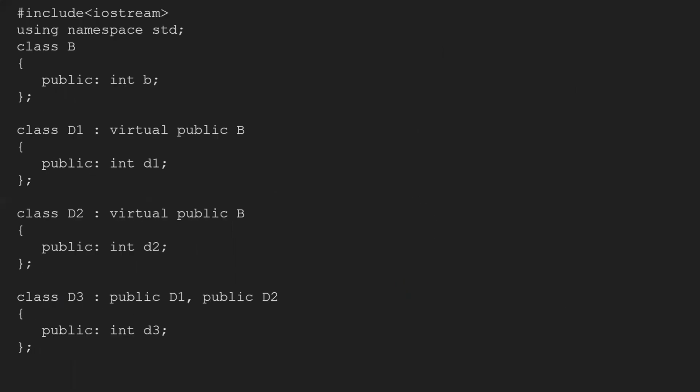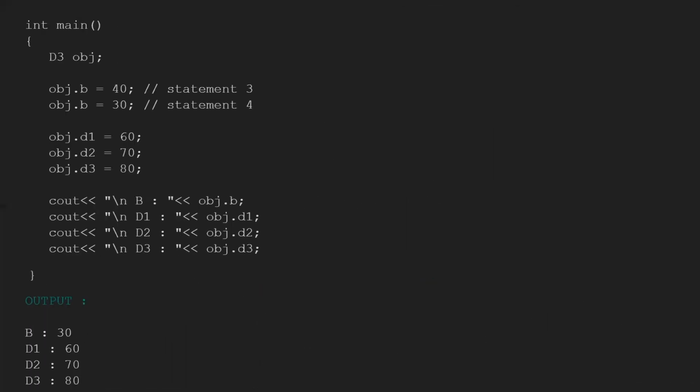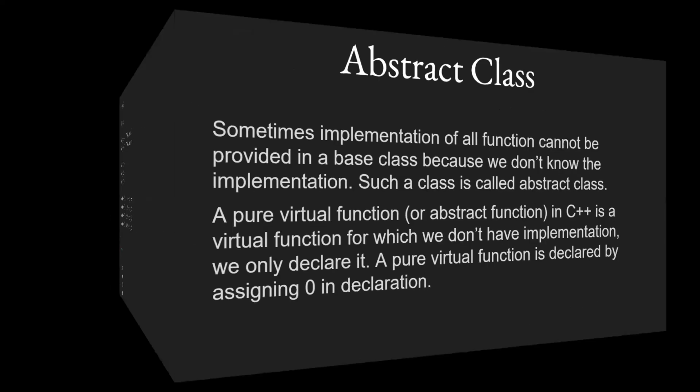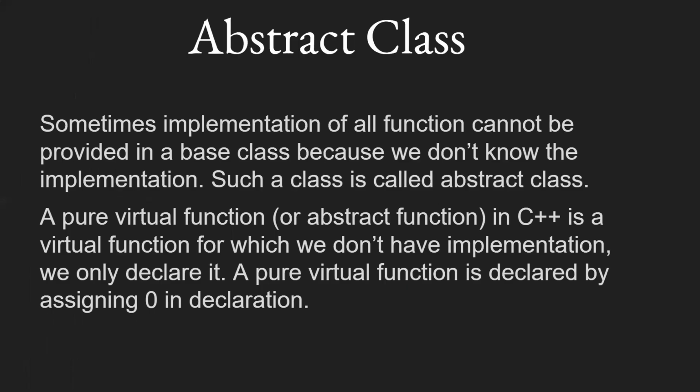To remove multiple copies of B in D3, we must inherit B in D1 and D2 as a virtual class. Now, D3 has only one copy of B, and statement 4 will override the value of B given in statement 3. The virtual base class is used when a derived class has multiple copies of a base class. Let's move to abstract class.